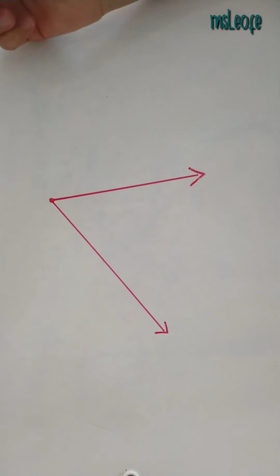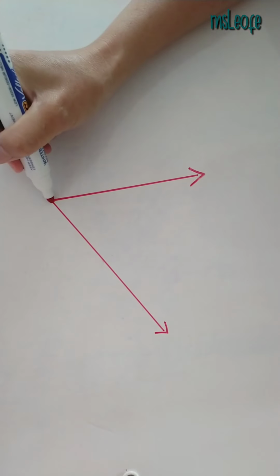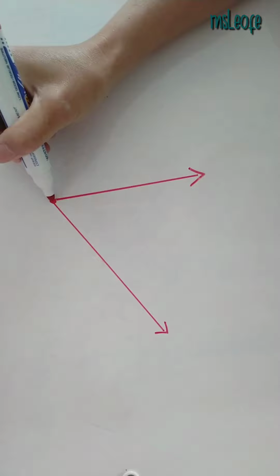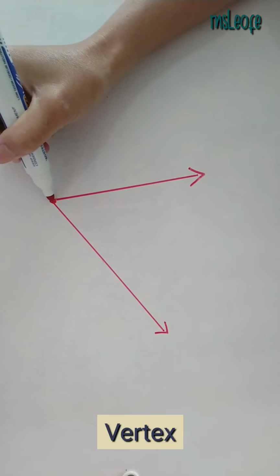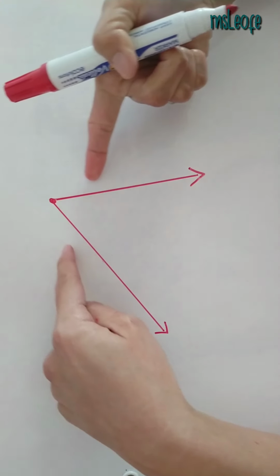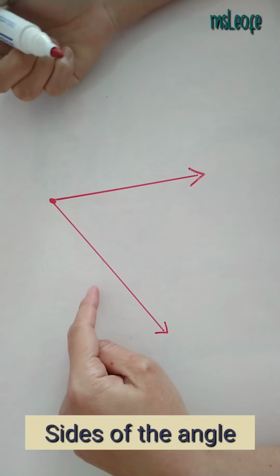We have some parts of an angle. This part, the end point, is called the vertex of the angle. And these two rays are called the sides of the angle.